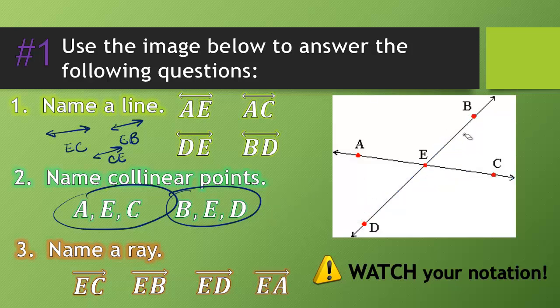Okay, the other thing you could do though, you could say ray CE, but what you want to know is that it starts at C and goes forever in this direction. So that second letter tells you the direction it's going in. The first letter tells you its starting point. Okay, if I said ray BD, that's basically the same thing as ray BE. They both start at B and go forever in that direction.